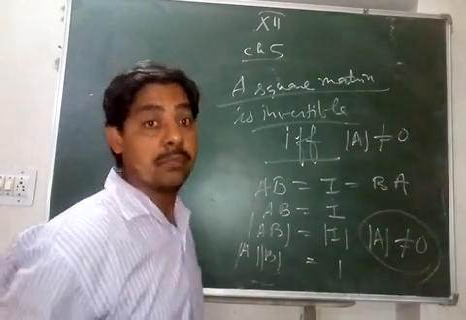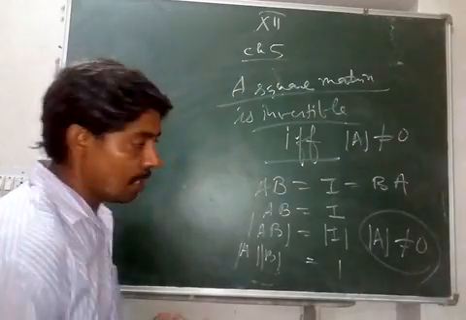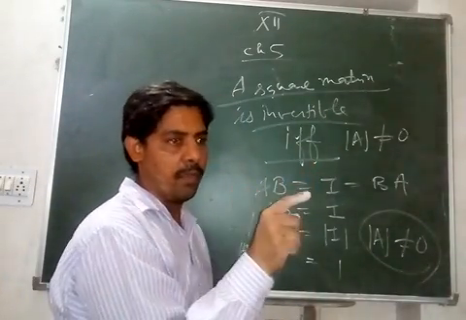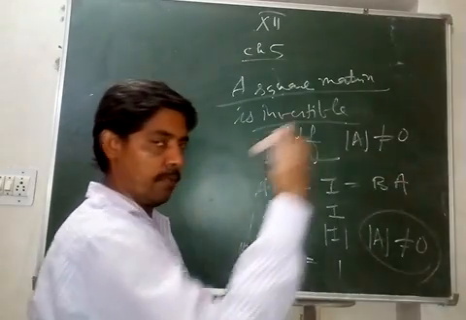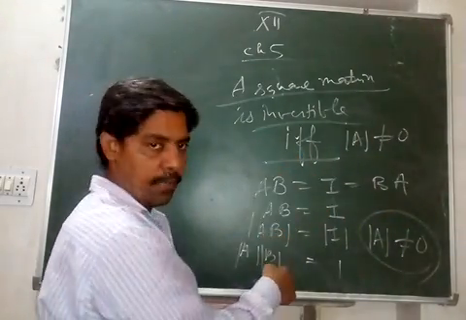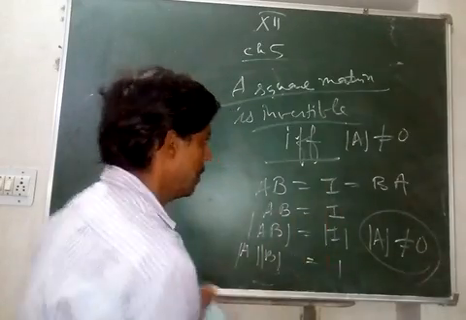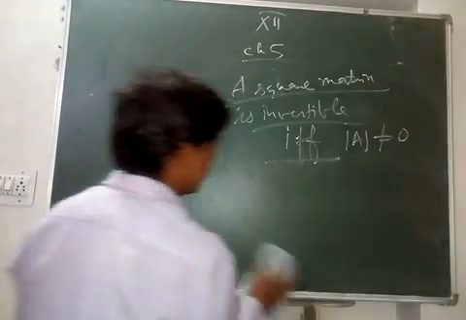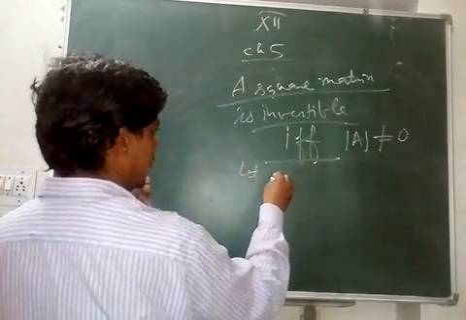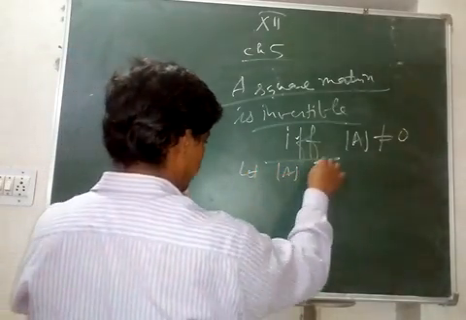The second part is most important here. That is the converse of the theorem. If and only if means one way and then the other way: A implies B, B implies A. This is A implies B. Now we do B implies A. So you will do it like this. Let us assume that determinant A is not equal to 0.